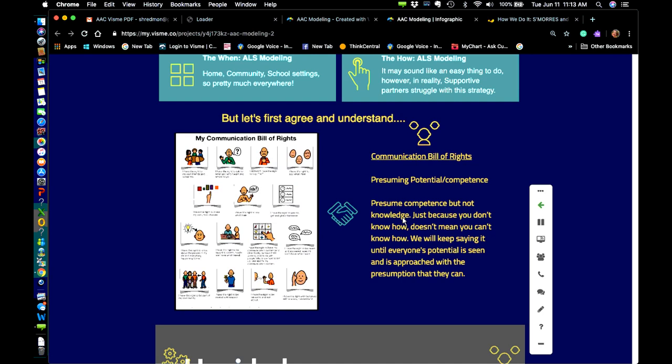So if any of you have seen this by Kate Ahern, this is her infographic that she did, the Communication Bill of Rights. I strongly encourage you to go and see her if you get to a national conference or have the ability to watch one of her webinars. So she's quite funny, and she really brings some really good information and research out to the community.